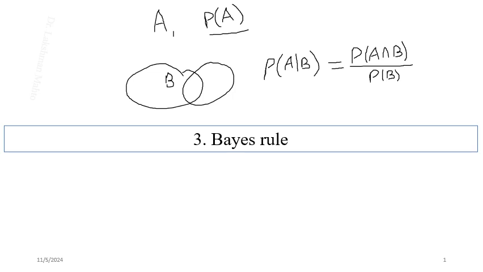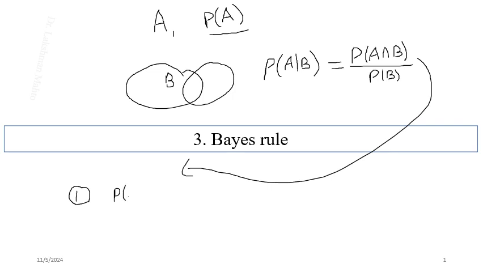Then I discussed two applications in the last class, and the third one is Bayes theorem. The first application was restating the definition of conditional probability by taking the probability of B to the left-hand side. This gives an idea to compute the joint probability of A and B. Joint occurrence of A and B means A intersection B. So we are able to compute the probability of A intersection B. How? We take the probability of B times the conditional probability of A given B.